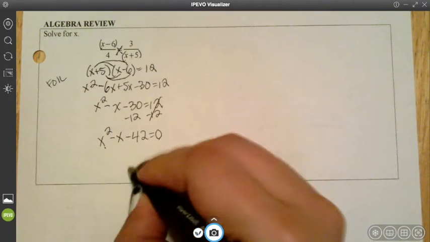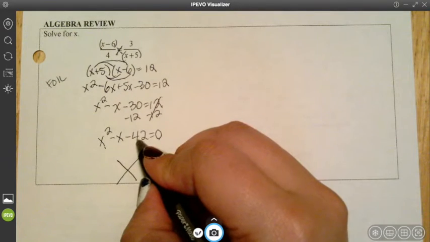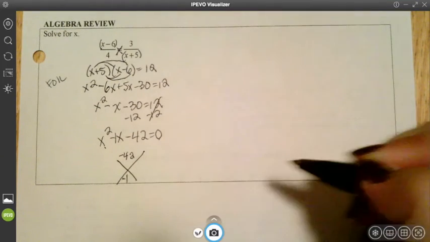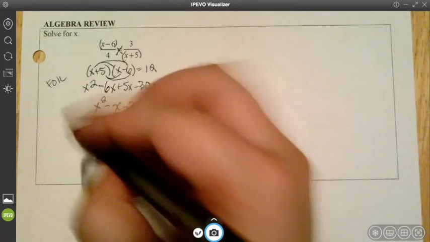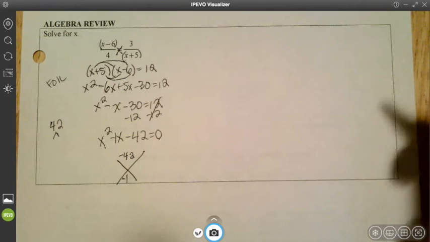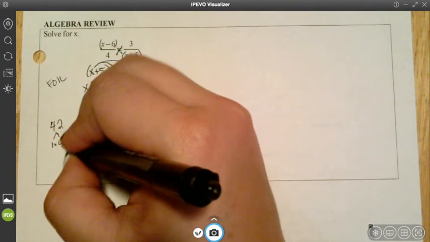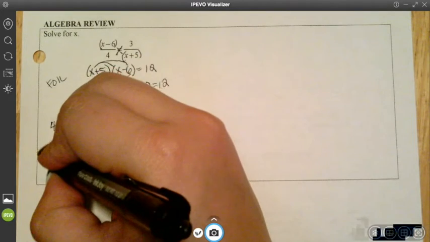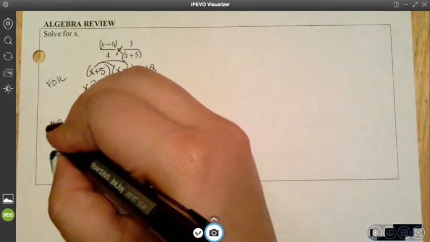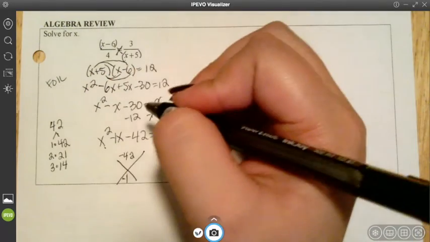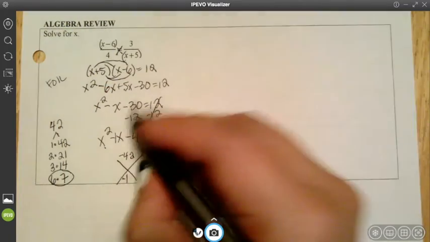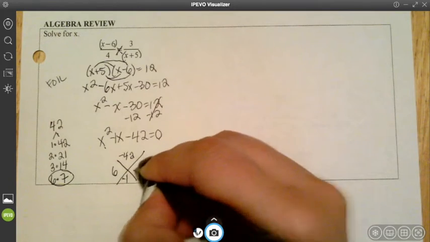Well, if we use the X method, we're looking for two numbers that multiply to negative 42 and add to negative 1. So we need to look at factors of 42. I like to make a factor list, not a factor tree, meaning I'm going to list all of the possible factors of 42. That's 1 times 42, 2 times 21, 3 times 14, 4 doesn't go in evenly, 5 doesn't go in evenly, 6 times 7, and there's the winner, because those are 1 apart from each other. So 6 and 7, the bigger one has to be negative.